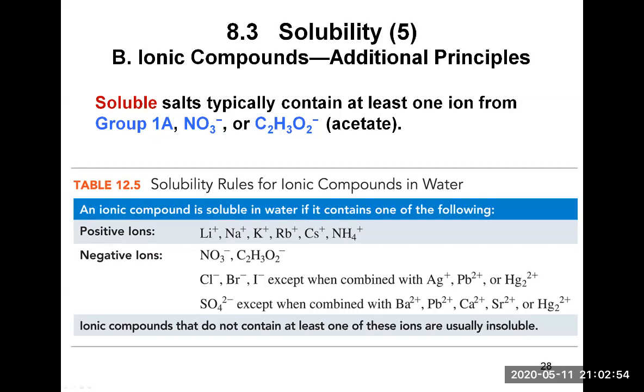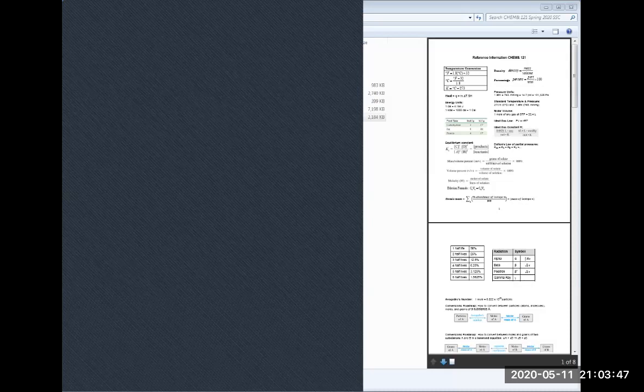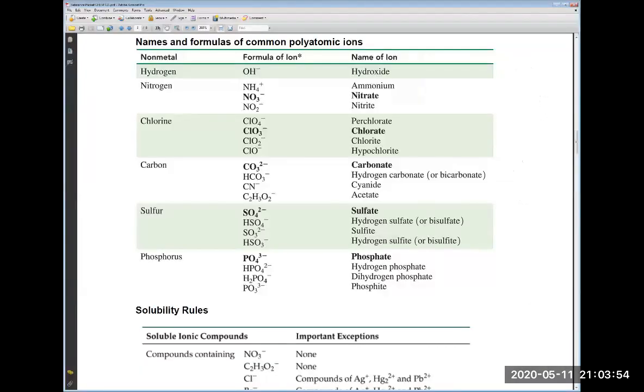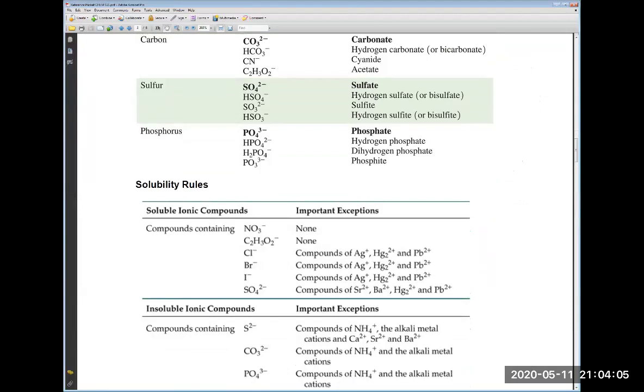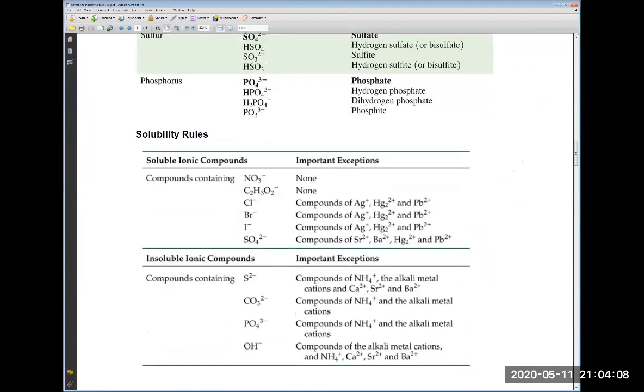So you have this table, but in your reference packet, if you look at the page where you have the names and formulas of common polyatomic ions, below that you have a table that is called the solubility rules. It's a different kind of table, but it has the same information. But here it's split into two parts.